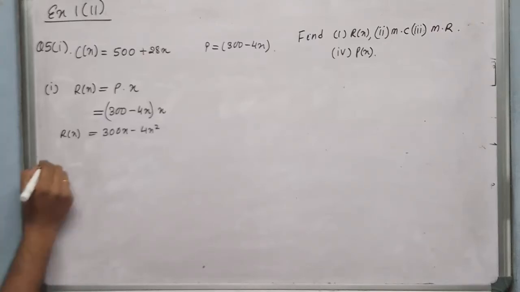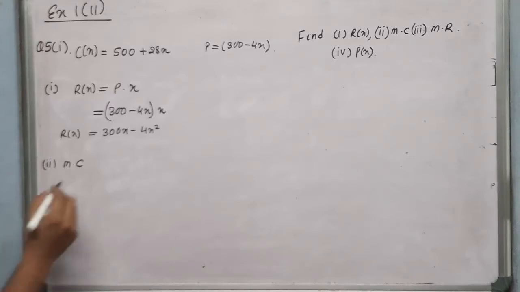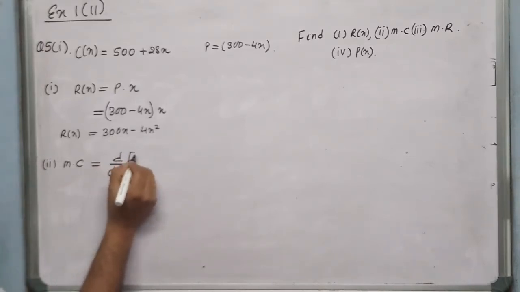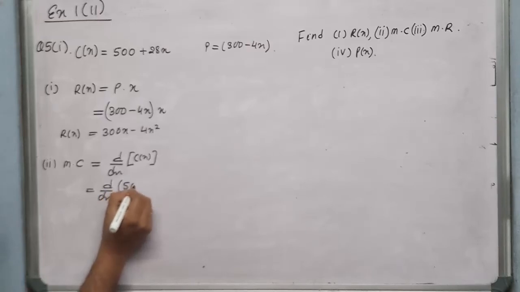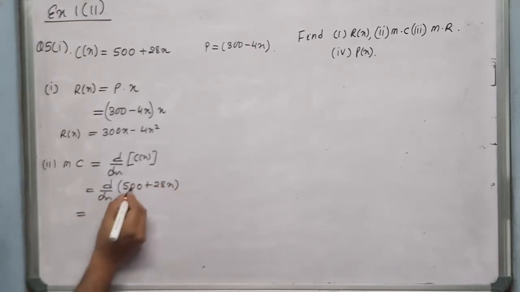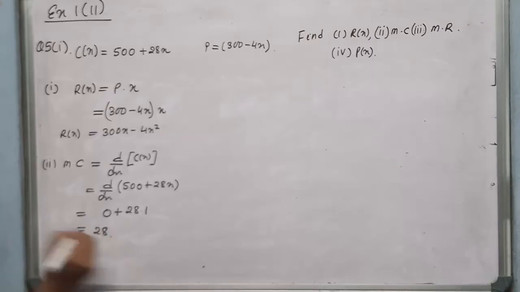Number 2, what you have to calculate? Marginal cost. The marginal cost is given by d/dx of cost. Over here the cost function is 500 plus 28x. The derivative of any constant is 0, then 28, and the derivative of x is 1. It is 28.